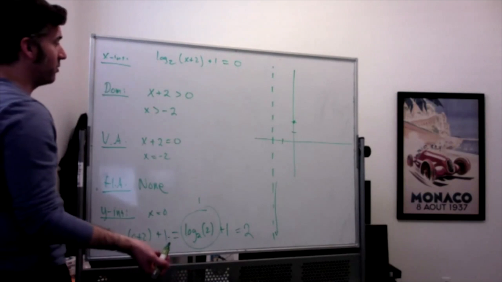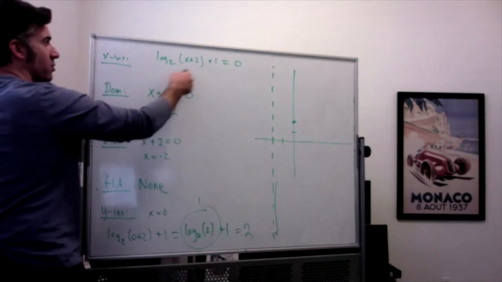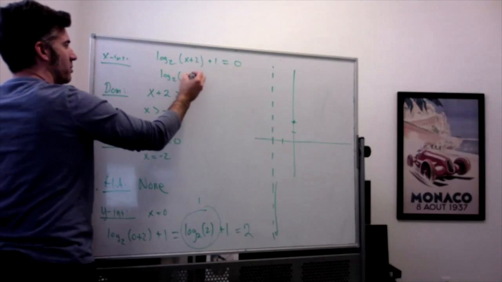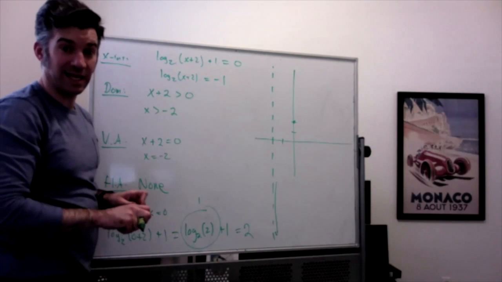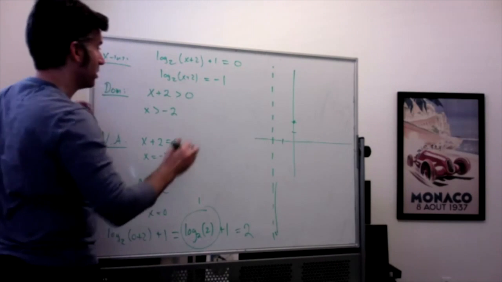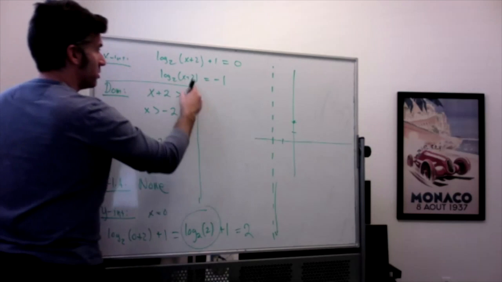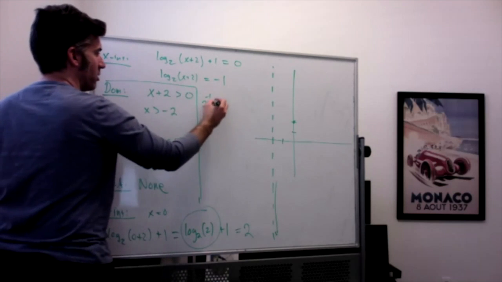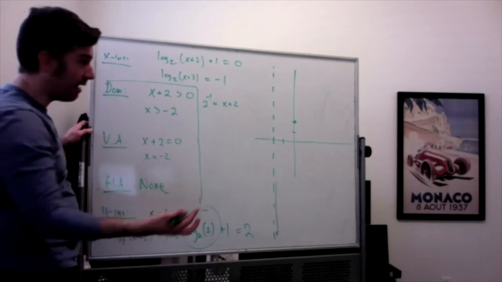And so what I would do here is subtract 1. So log base 2 of x plus 2 equals -1. And then I would rewrite this as an exponential equation. So I'm going to rewrite this as 2, my base, to the -1 power equals x plus 2. And 2 to the -1 is 1/2.